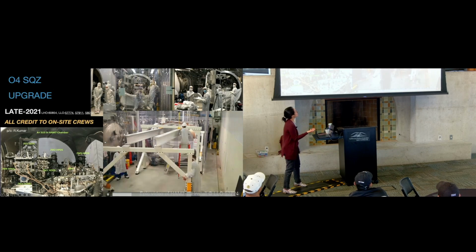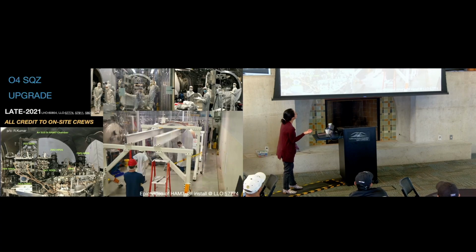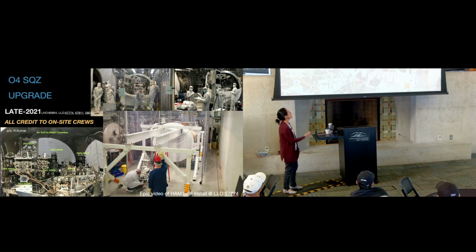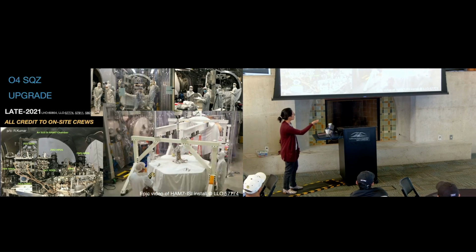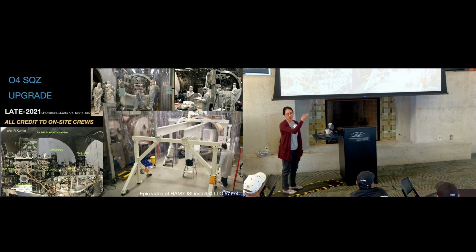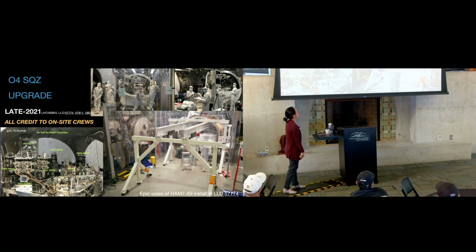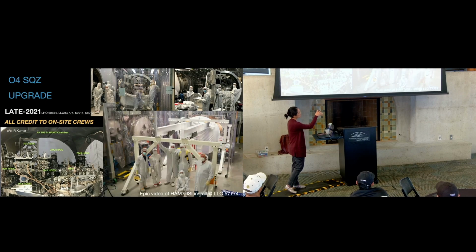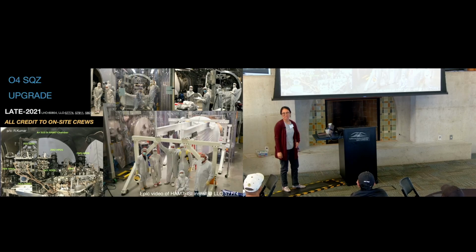This is just a fun video to appreciate how complicated this is in practice. This was when we had to move the squeeze light source from one chamber into another chamber and recommission the squeeze light chamber. What you see them installing on this lift is an in-vacuum optical table on top of which we've already installed all the squeeze light optics.